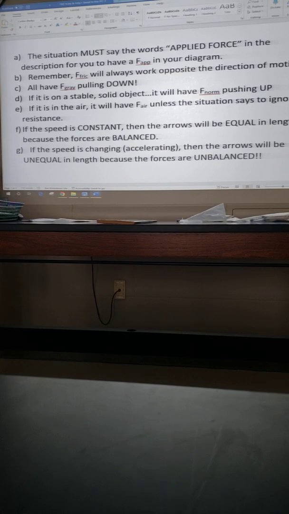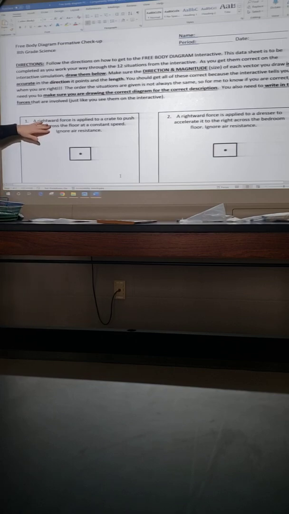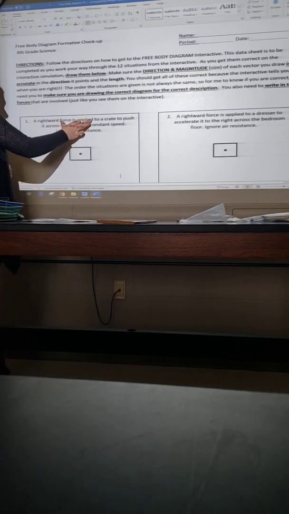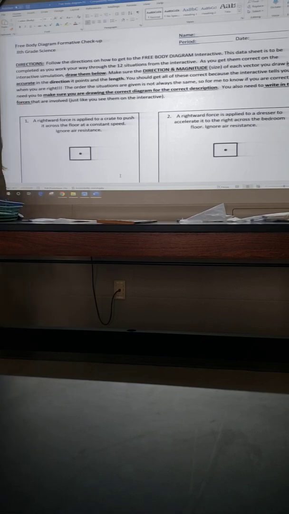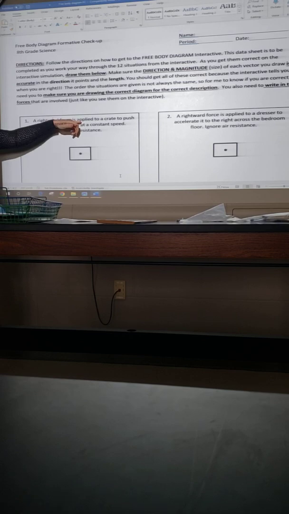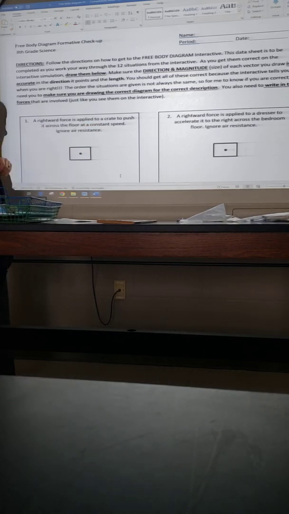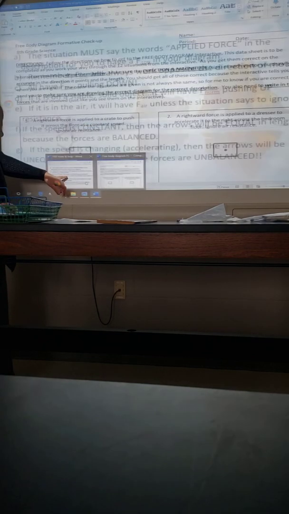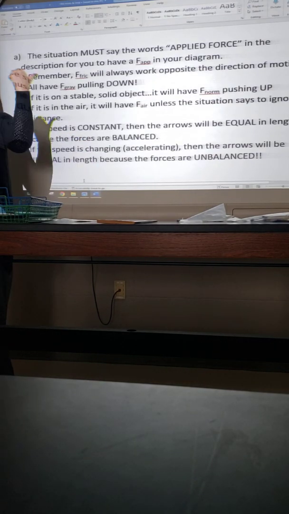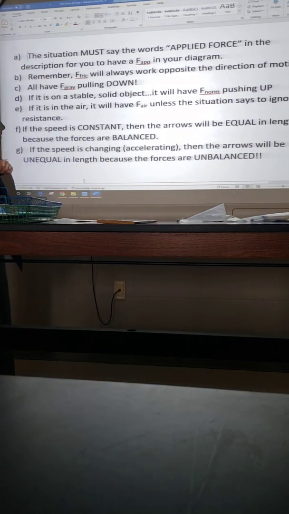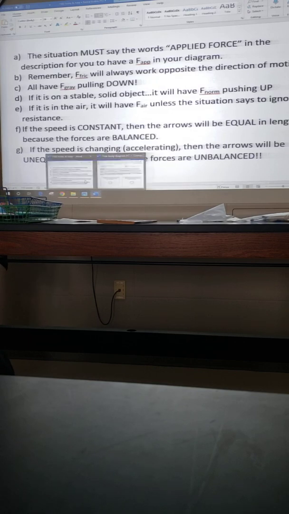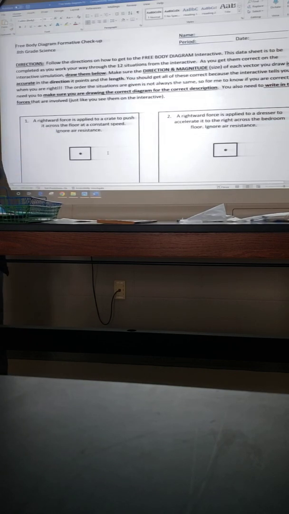Okay, so back to some of your descriptions here. So it says a rightward force is applied. If it says force is applied, then like I am actively touching it and pushing it or pulling it. So that would have to have a force applied as one of the forces on the little diagram. Constant speed is going to stick out to me, and I'd be thinking, okay, which one is constant? Well, constant is going to be where the arrows are equal. So you're going to have arrows of equal length, but in opposite directions. Okay, and then it says ignore air resistance.